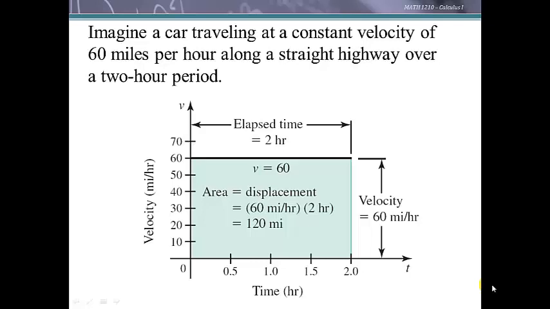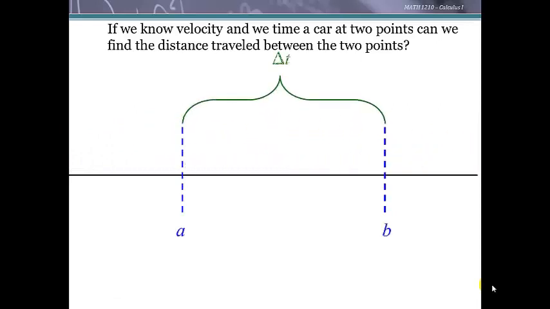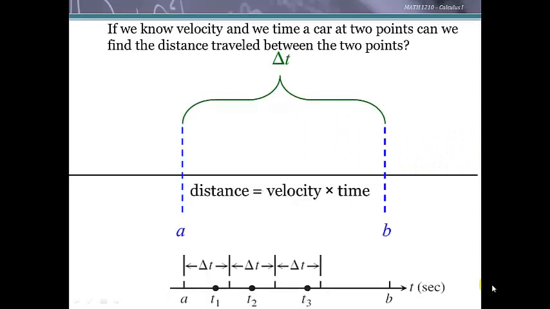if we could measure this over various time intervals, what if we knew the velocity of the car at 2 points and we find the distance traveled between those 2 points? So here we have 2 places, we clock it here, and then we look at that as our little time interval, and we know distance equals velocity times time.